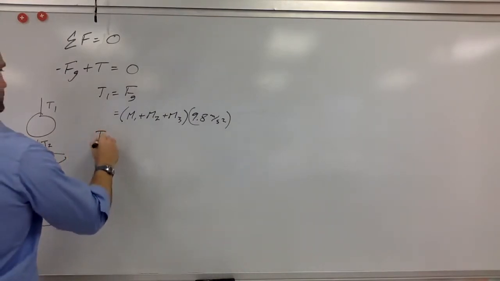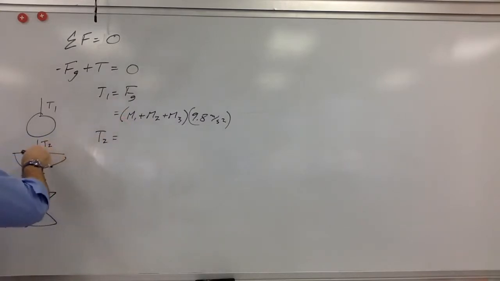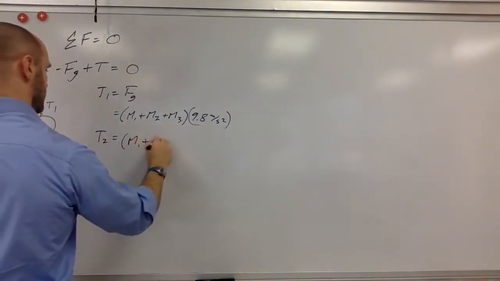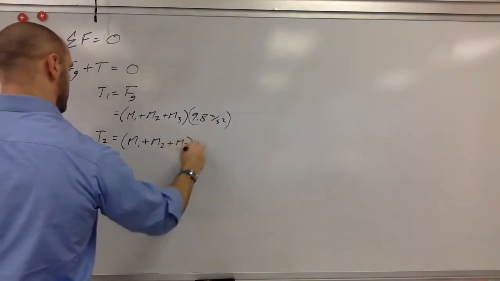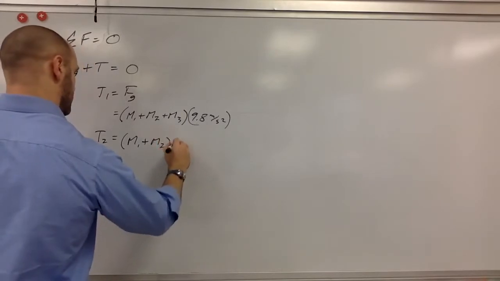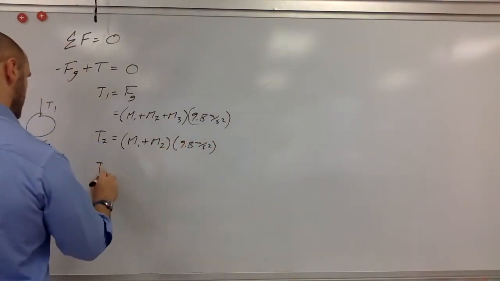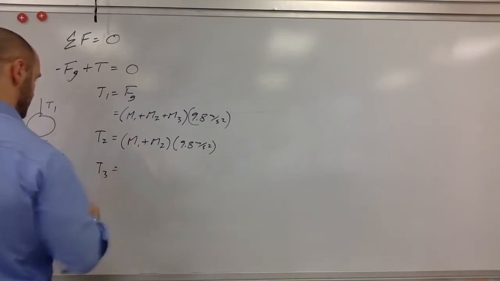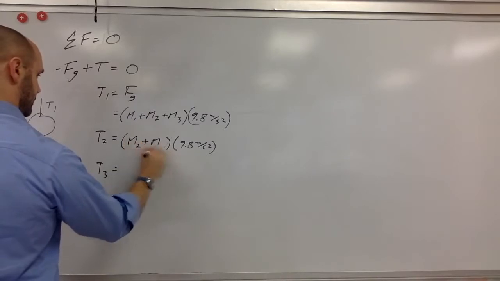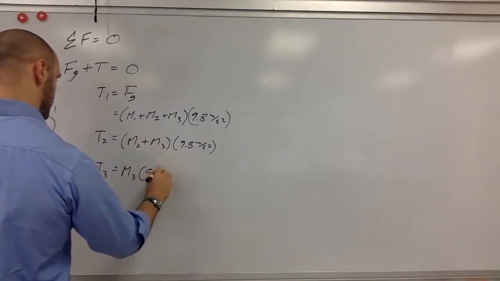T2 then, it'll work the same way. It's just T2 is holding up these two masses. So T2 is m2 plus m3 times 9.8 meters per second squared. And then T3, of course, is only holding up that last mass. Sorry, this should be masses 2 and 3. And this one is only holding up m3 times 9.8 meters per second squared.